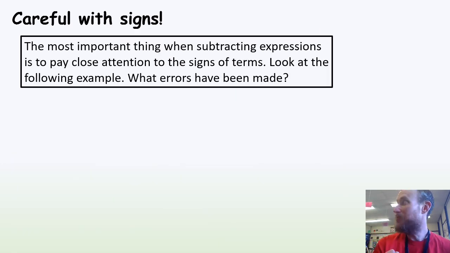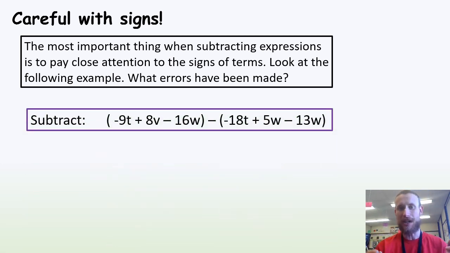Here's a main thing that we need to be careful about when we're doing subtraction. The most important thing is pay close attention to the signs. So when you're subtracting, you at least have one minus sign from the subtraction, but you could have more because of negative numbers. Look at the following example. What kind of errors have been made? Here's a problem. It says subtract. Look at it carefully. Maybe stop the video.